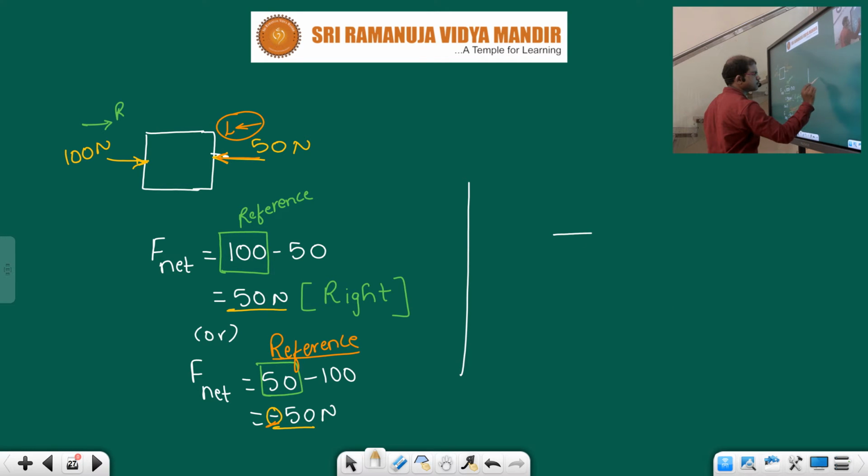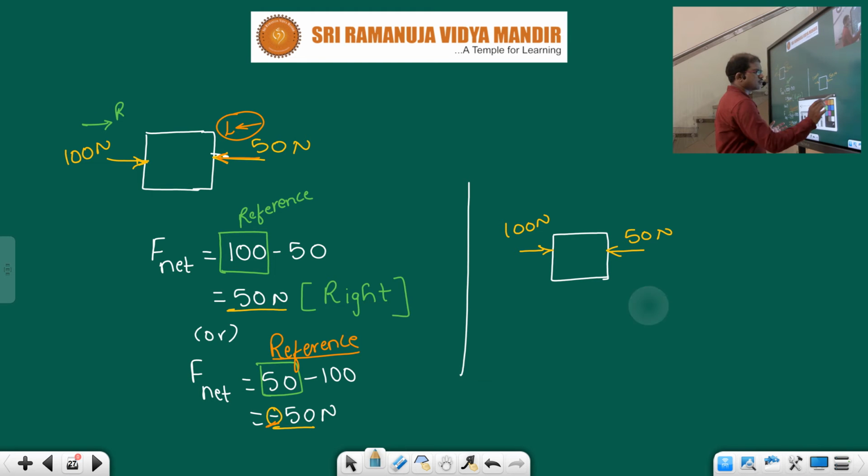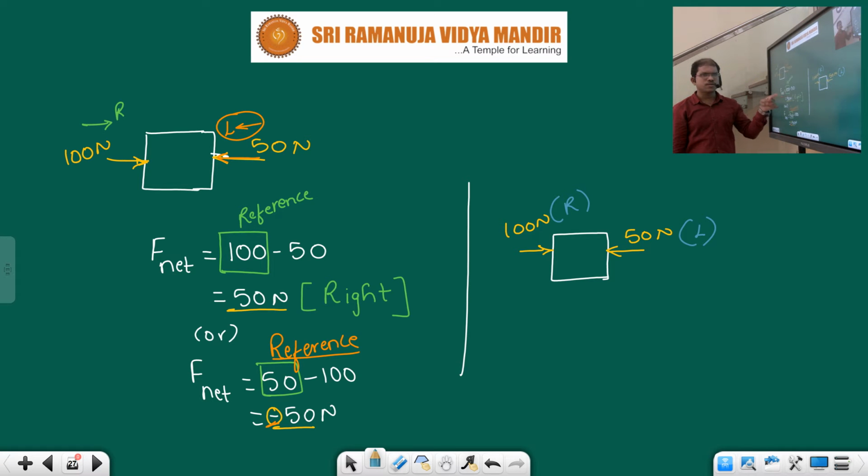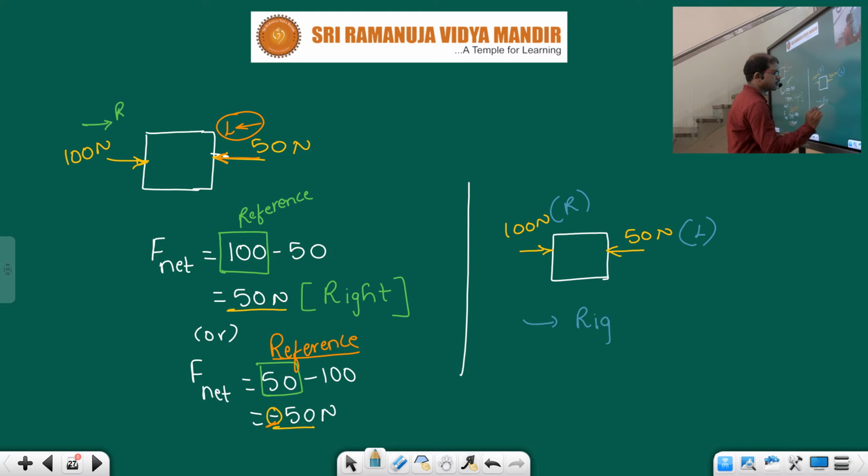See here, 100 newtons and 50 newtons. Just apply common sense. Here 100 newtons is acting towards the right side. This 100 newtons is acting towards right. 15 newtons is acting towards left. See children, 100 newtons is more on the right, so obviously the block should move towards the right side. What is the direction of motion, children, here? Right side.